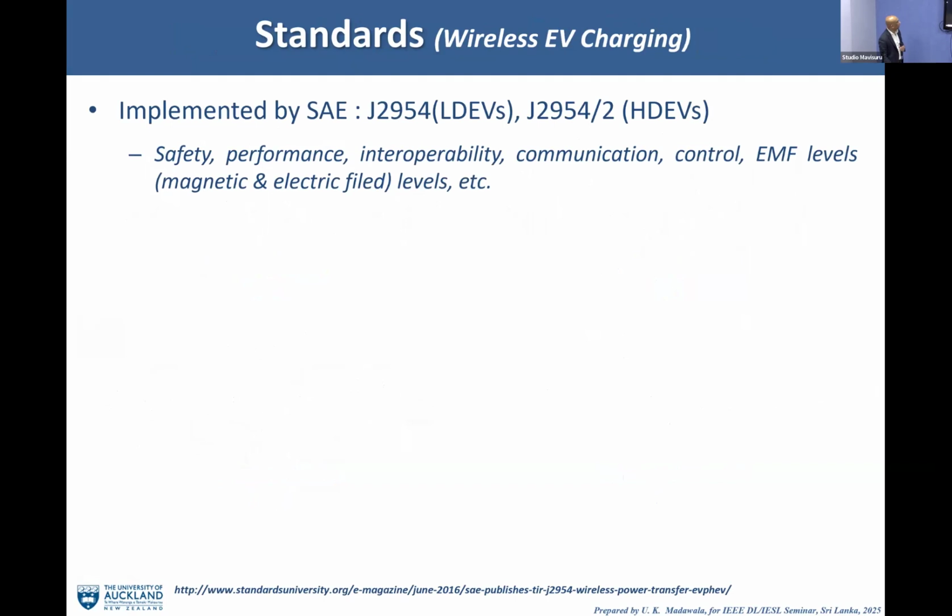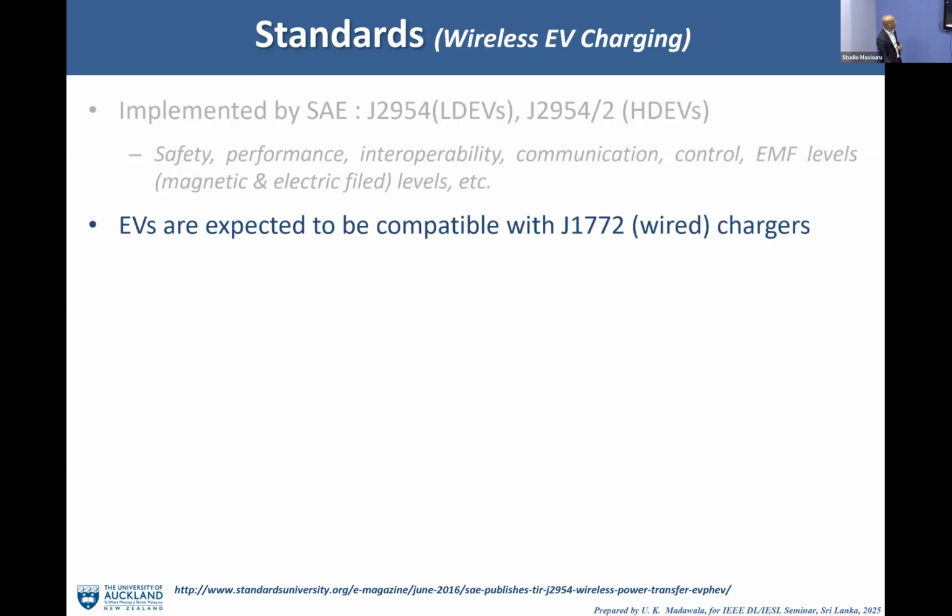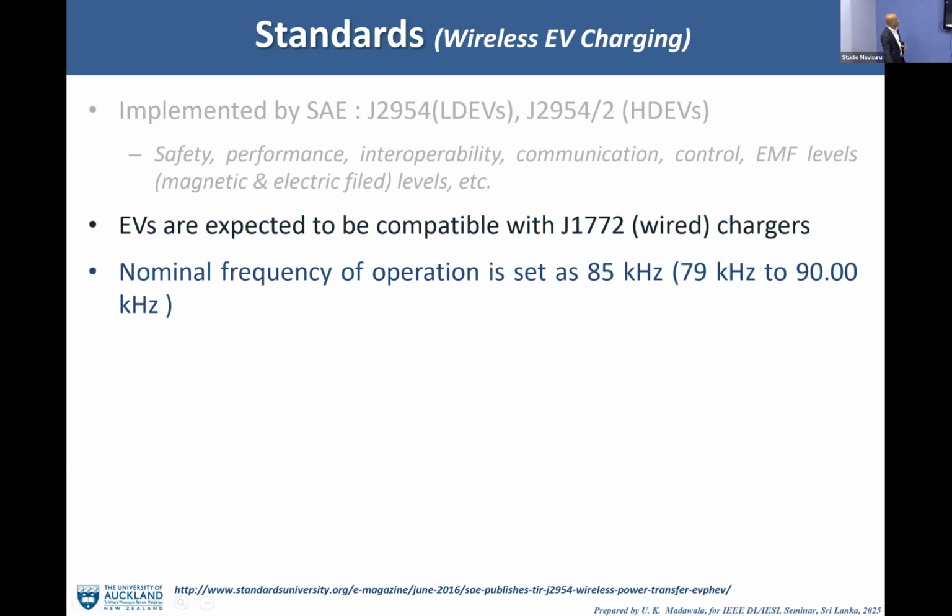So here's the standard for wireless EV charging. It has been released, J2954, for light duty, and they're working on heavy duty. It covers safety, performance, different types of pads, communication, EMF levels, magnetic and electric, and living object detection. Everything is covered by the standard. EVs are expected to be compatible: if it is a wireless EV charger, it must be able to charge the car with wired chargers too.